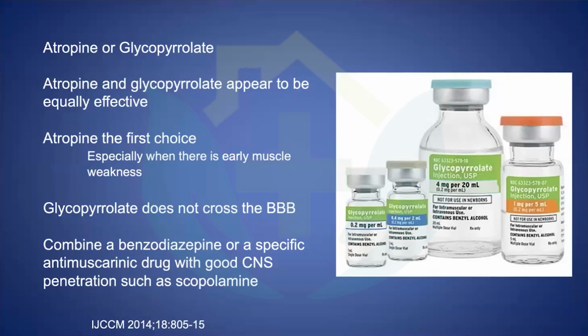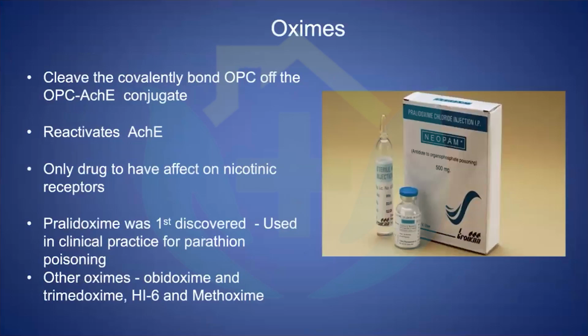Glycopyrrolate does not cross the blood-brain barrier. Combine a benzodiazepine or an antimuscarinic drug with good CNS penetration, such as scopolamine, to reduce the central nervous system side effects, like the muscarinic effect, the irritability and coma. So oxime cleaves the covalent bond between OPC and your acetylcholinesterase conjugate.